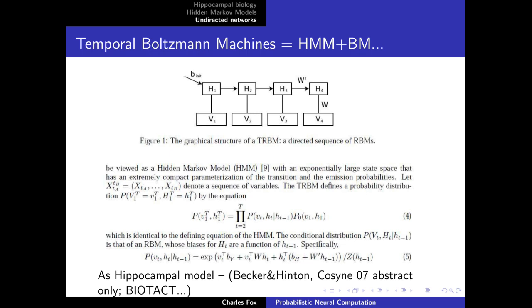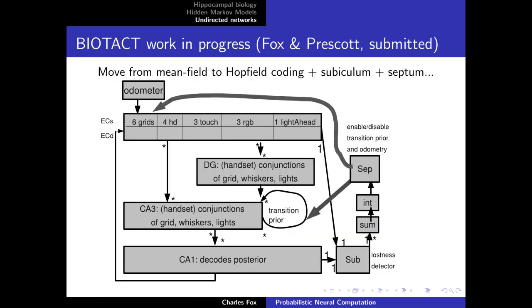So this was suggested just a couple of years ago, and only in a conference abstract. This isn't even published yet. This was suggested by Becker and Hinton as being a Hippocampus model, where again you have the dentate gyrus and the entorhinal cortex coming in and recurrent CA3 connection. And as part of the biotech project here, I'm trying to build on this and extend it.